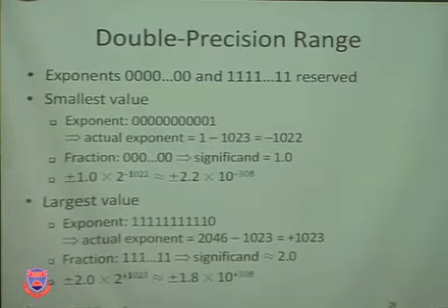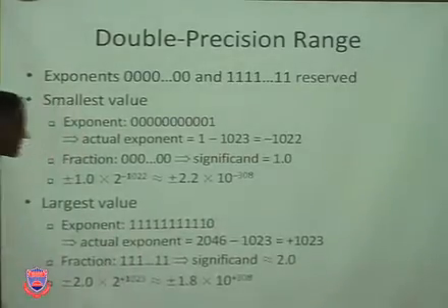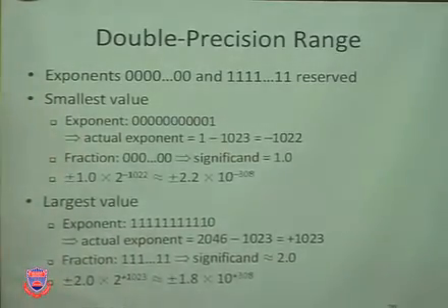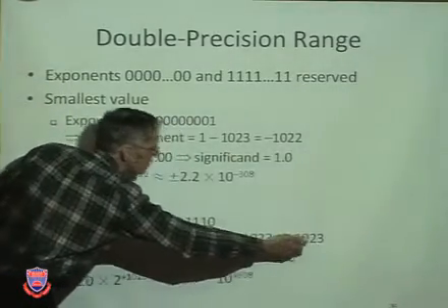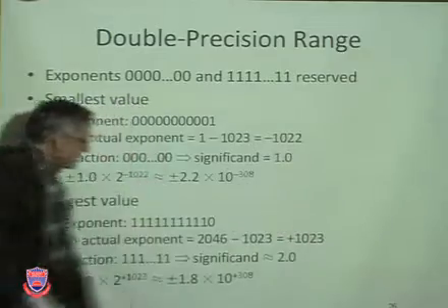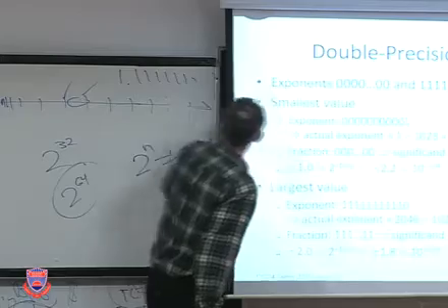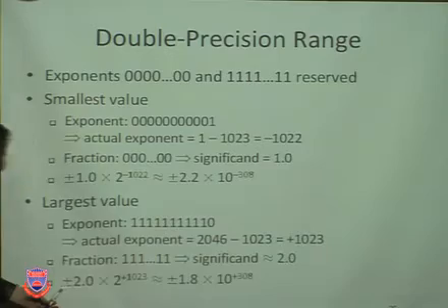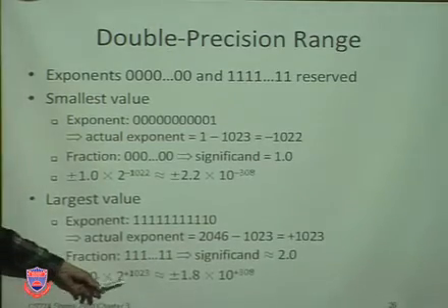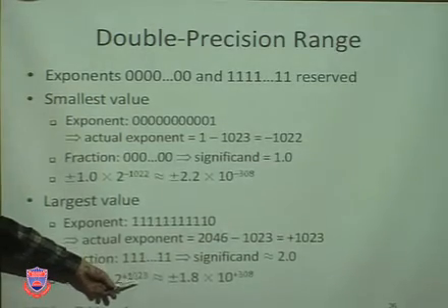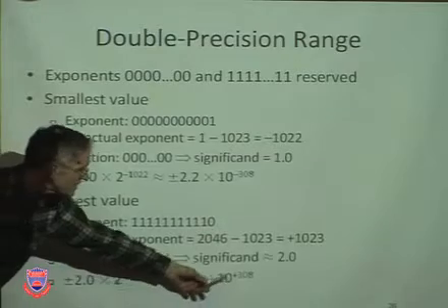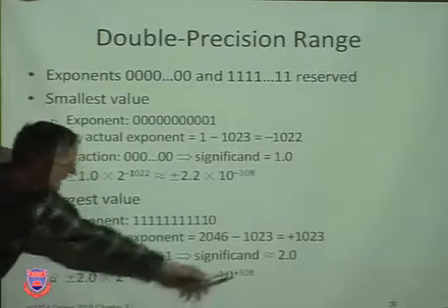And the largest value, again, is this, which is 2,046. When you subtract the bias from it, you get positive 1,023. Notice very close there. So when you make the largest fraction of all ones, you essentially get this again. So it's basically 2.0 plus or minus times 2 to the 1,023rd power, which is about 1.8 times 10 to the 308th. And again, I think that's plenty big.